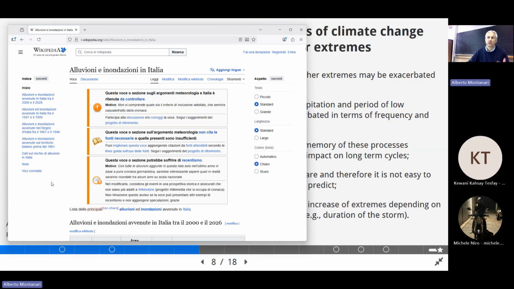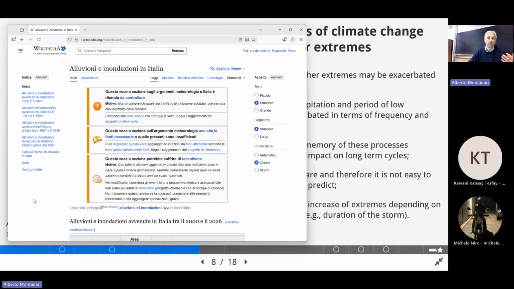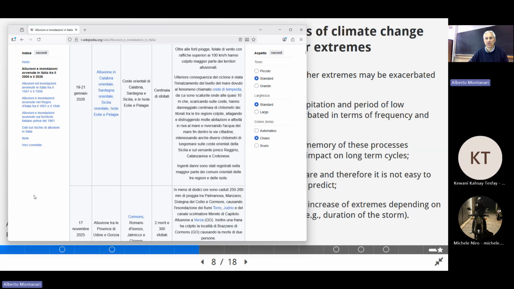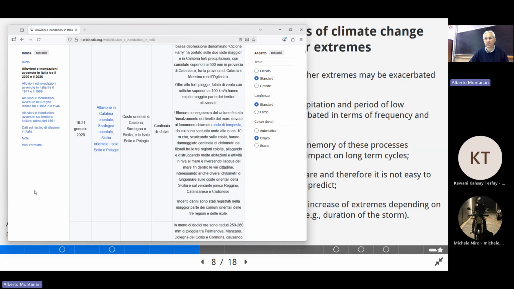In this case, by looking at it, they are not very important warnings. But anyway, this is something that is interesting.